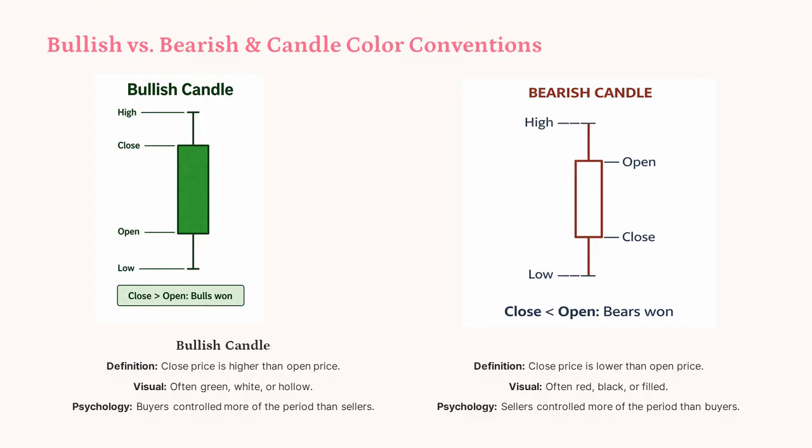A bullish candle forms when the close price is higher than the open price. This means buyers controlled more of the period than sellers. The candle is typically colored green, white, or hollow, depending on your platform. A bearish candle forms when the close price is lower than the open price. This means sellers controlled more of the period than buyers. The candle is typically colored red, black, or filled.